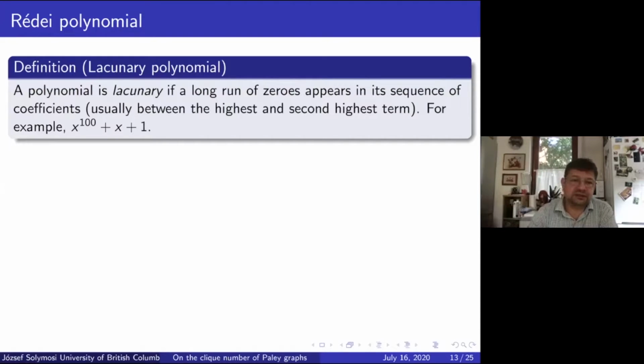It's a so-called Rédei polynomial, which I will briefly introduce now. First, the definition, and that's actually also the title of Rédei's book, Lacunary Polynomials. It means that you have the first term, the leading power, in this case x to the 100, and there is a huge gap to the next non-zero exponent. So in this case, this is 1. So the gap between the highest and the second highest term is huge.